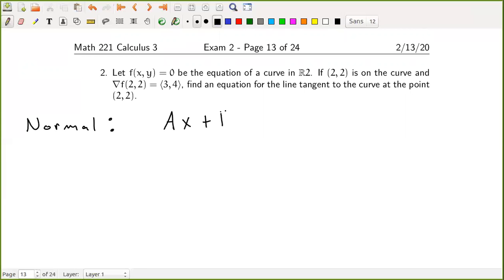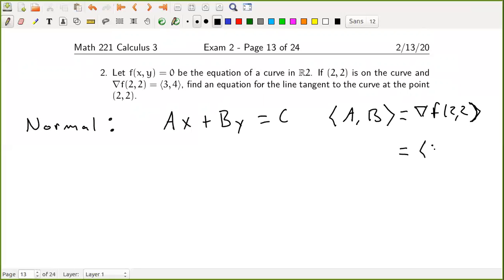And again, I'm just going to write this form again. It's ax plus by is equal to c, where (a, b) is any vector that is perpendicular to the line. We know that the gradient vector evaluated at (2, 2) is perpendicular to the line, because remember, the gradient vector is perpendicular to the level curves. That means it's perpendicular to the tangents. This is (3, 4). Okay, and so this is 3x plus 4y is equal to c.